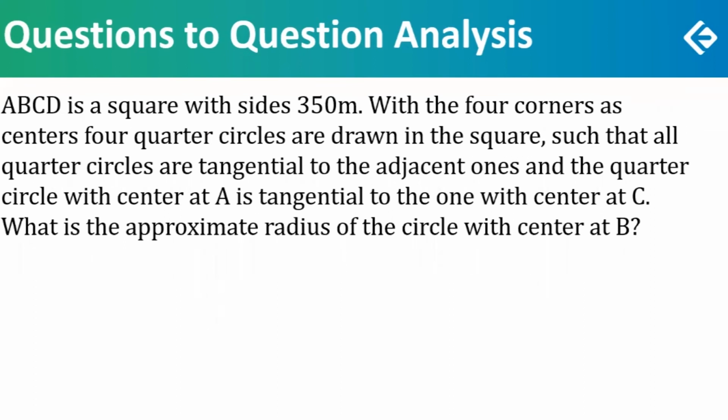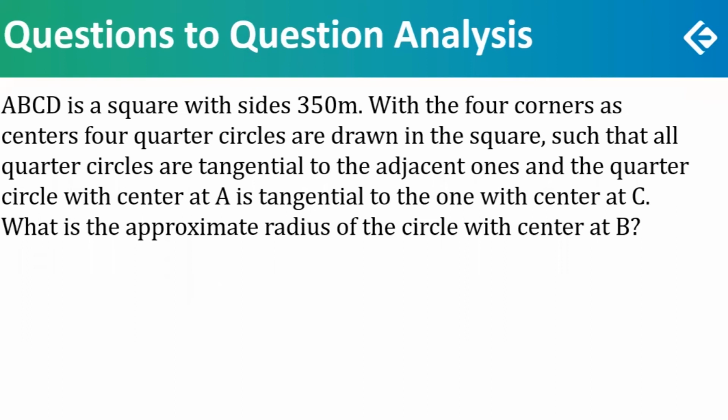Geometry, pure application of geometry, a little tricky situation. A square's sides are given with 4 corners. Obviously, a square has 4 corners, but with the 4 corners as centers, 4 quarter circles are drawn. Now, 99% of everybody would have started drawing quarter circles right now without even reading the next part. But the next part is the more important.